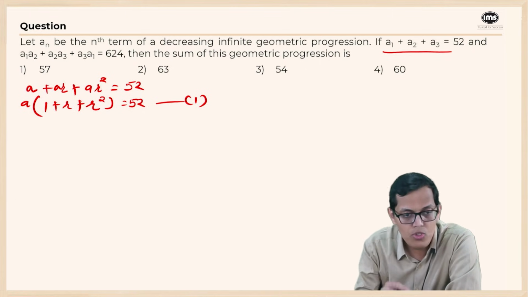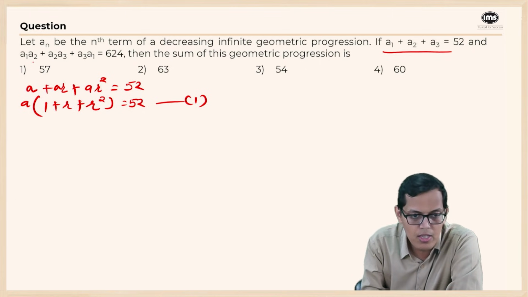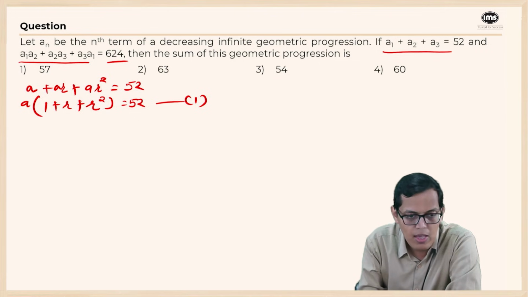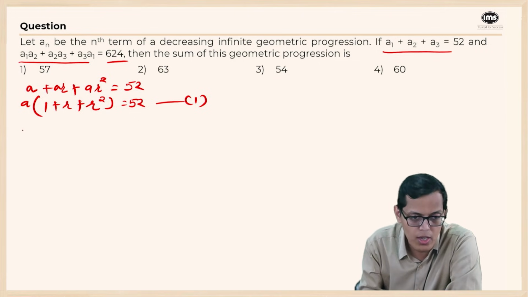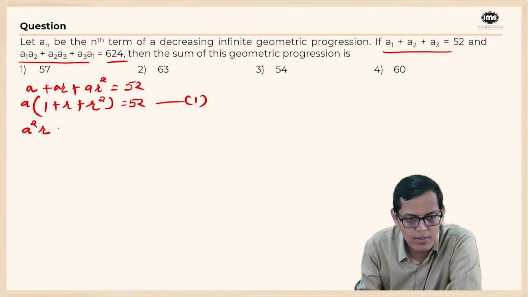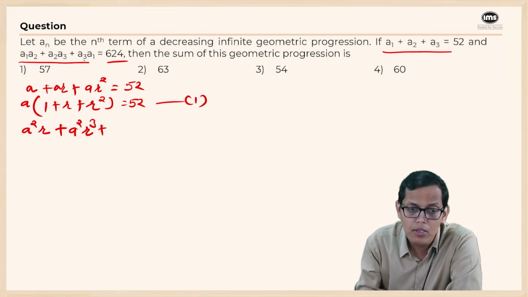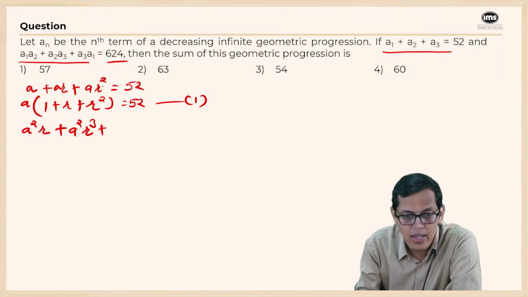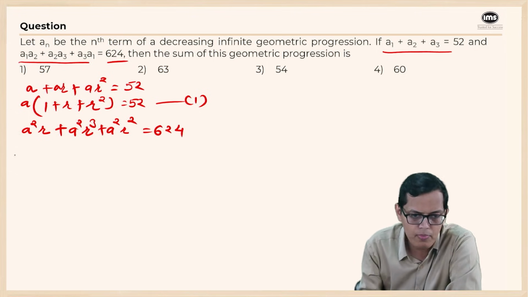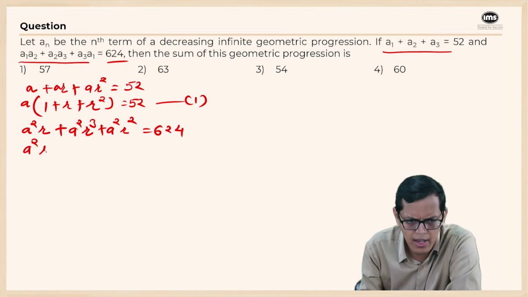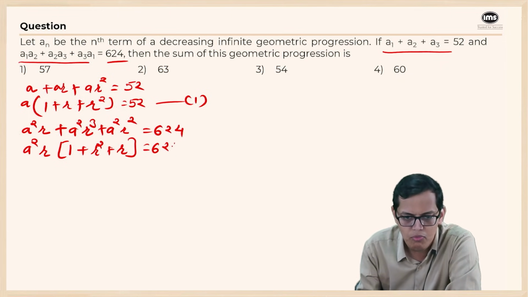Second equation. It was A1 A2 plus A2 A3 plus A3 A1 is equal to 624. A1 is A and A2 is A into R, so I should write A square into R, plus A2 is A into R, A3 is AR square, so A square R cube, plus A3 is AR square and A1 is A, so A square R square is equal to 624. Let's simplify this. I can take A square common, I can take R common. So I'm left with AR into (1 plus R square plus R) is equal to 624.